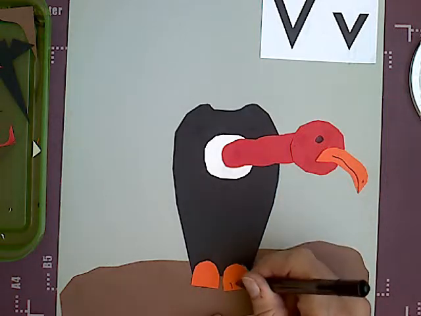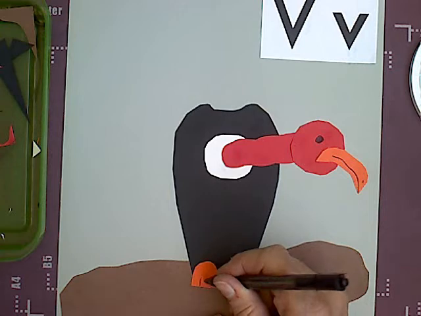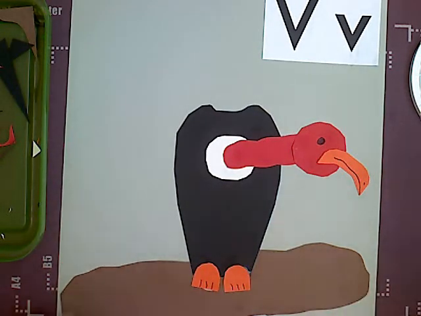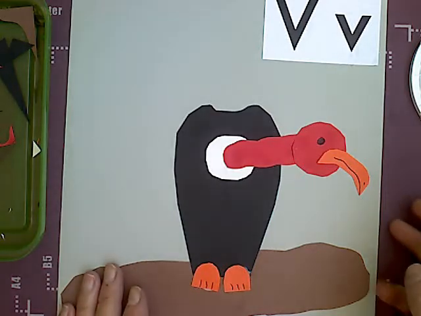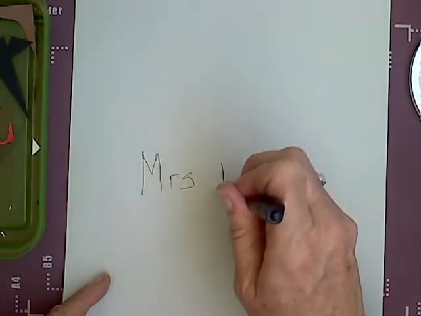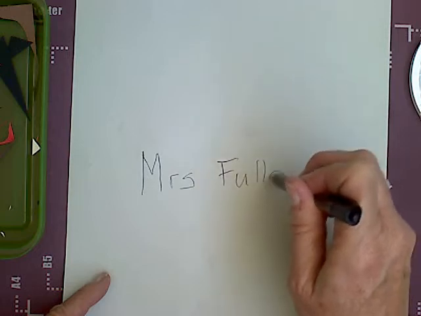Okay, and then you're going to add 3 lines on each foot to show where his talons would be. And we are done with our vulture, except for the last thing is to write your name on the back.